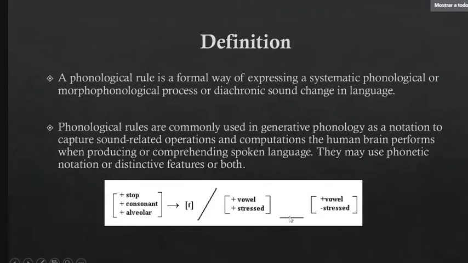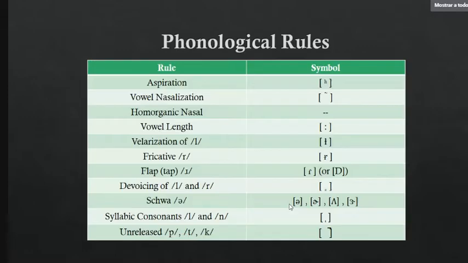So this dash here, or let's say underscore here, means that this is the position where it occurs. We will see that in more detail. Okay, don't worry about it. So this is just an example of how to represent a phonological rule in notation. In this case, that's what we call it. Notation. So the phonological rules that exist in English are these, basically.